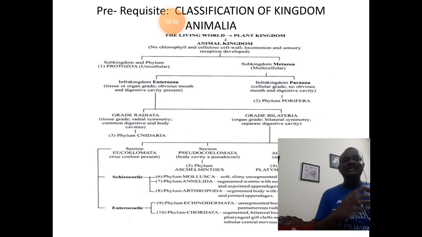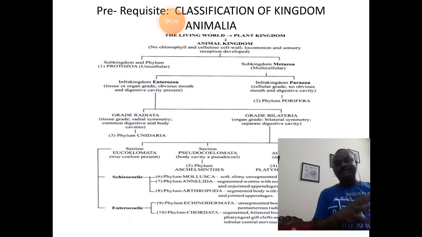So all single-celled organisms of the animal group come under this subkingdom of unicellular organisms. It includes only one phylum, which we call Protozoa. As you know, examples for this phylum are amoeba, paramecium, euglena, etc.